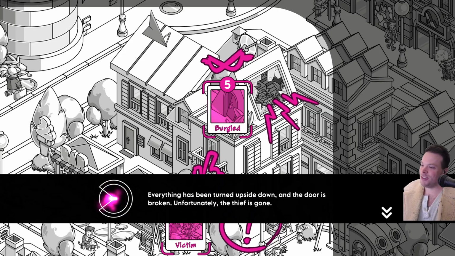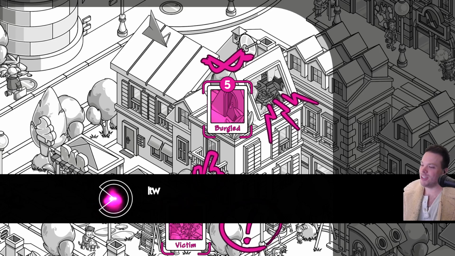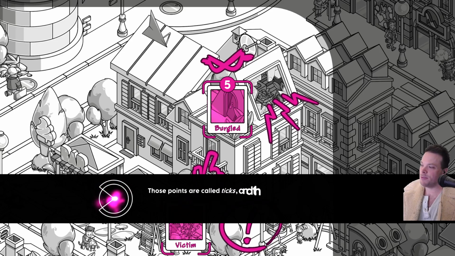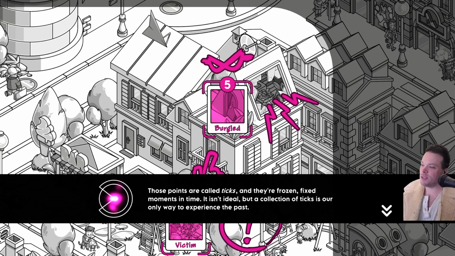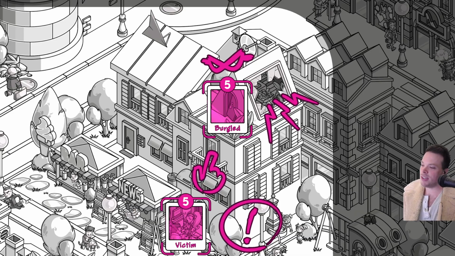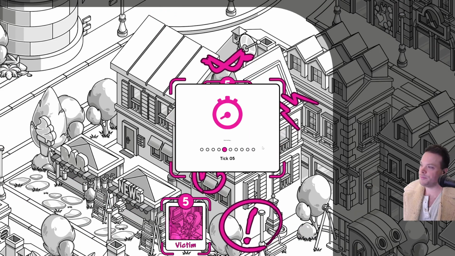Everything has been turned upside down. The door is broken. The thief is gone. It will be almost impossible to locate a thief we know nothing about, especially amid a crowd. Thankfully, my mainframe lets us examine the case from different points in time. These points are called ticks. They are frozen, fixed moments in time. It isn't ideal, but our collection of ticks is our only way to experience the past. Let's go back one tick and look for more information.